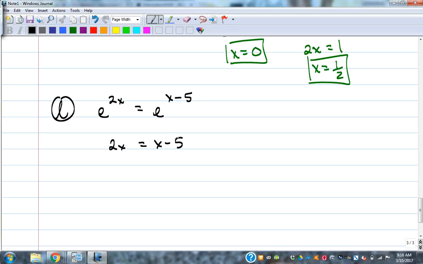Do I have to get this one equal to 0? Why not? There's no exponent on the variables, right? That's when you know to get it equal to 0, when there's an exponent on the variables. So here we're just going to subtract x, get x equals negative 5. Real easy stuff.